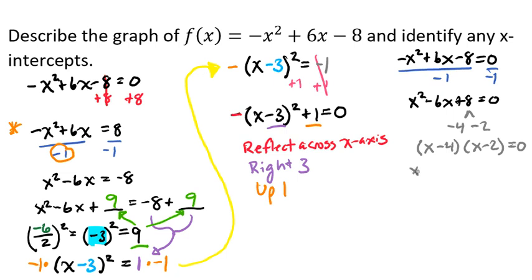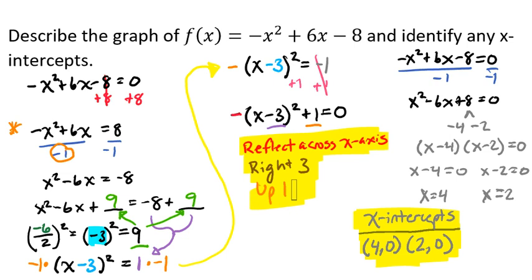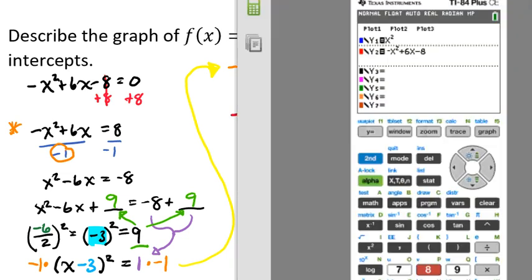And now we're going to use the zero product property and set each of those equal to 0. And that's going to give us an answer of 4 and an answer of 2. So these are going to be our x-intercepts. And we're going to write those as (4, 0) and (2, 0). And so here we see that we have our x-intercepts and we have the description of our graph. And we can double check that description.